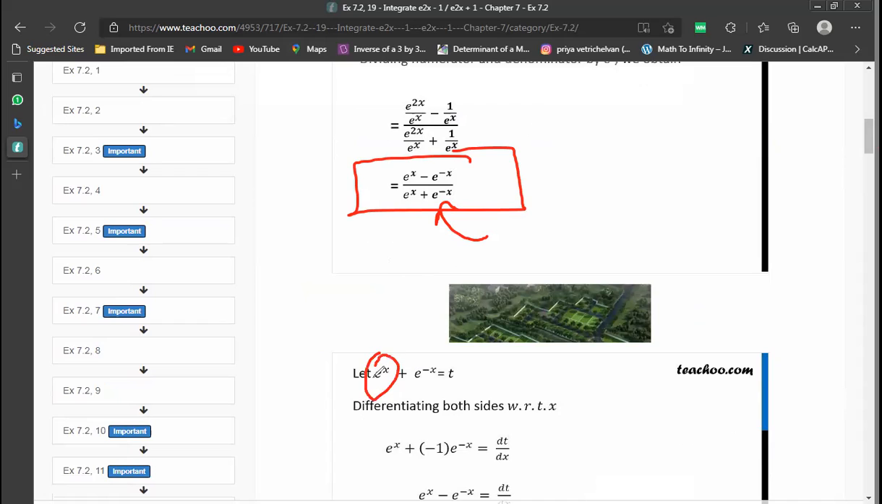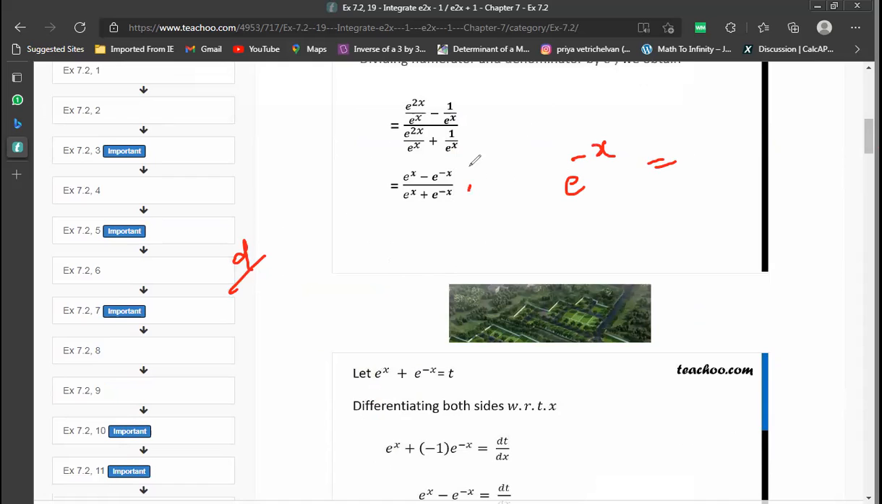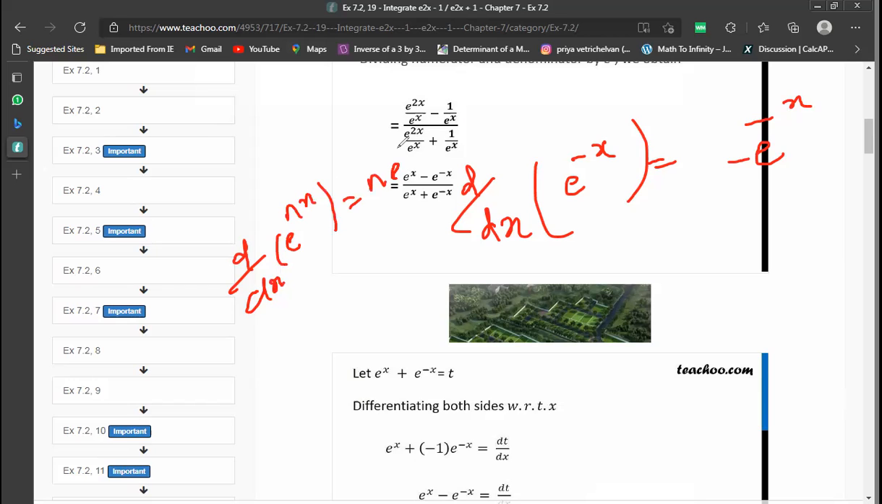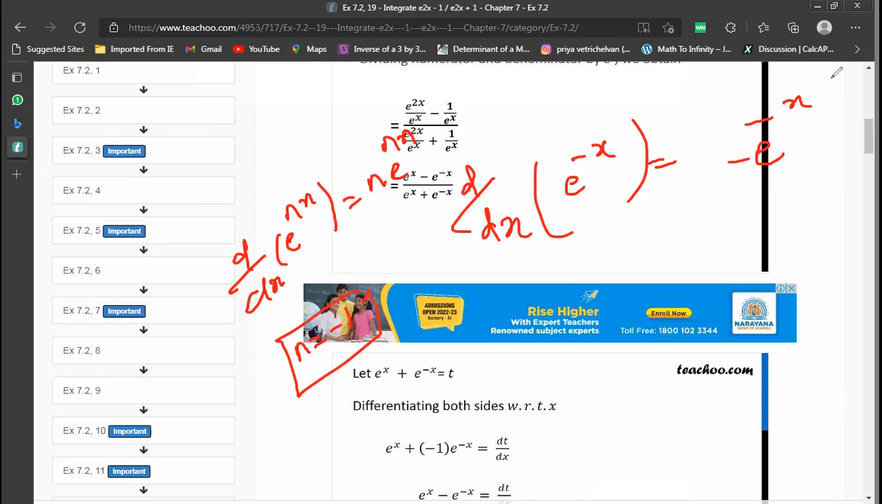When you differentiate e power x, what is the differentiation of e power minus x? E power minus x is minus e power minus x, because the differentiation of e power nx is n into e power nx. So for e power minus x, the value of n would be -1. So it's minus 1 into e power minus 1x. You don't have to write the 1. So it will be minus e power minus x. Understood? Yes, ma'am.